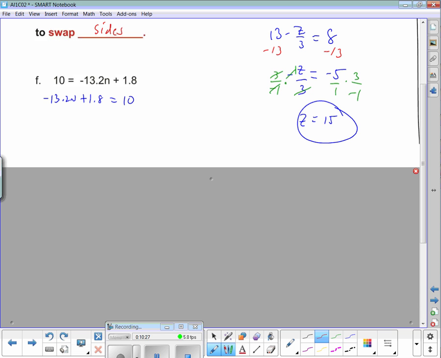Be careful with the decimals. If you can't do them in your head, use your calculator. I know the final step, you're definitely going to use your calculator, so if you don't have it out yet, you're going to need it. 10 minus 1.8, that you can do in your head. But again, you have to make sure you're right. And hopefully you get 8.2.